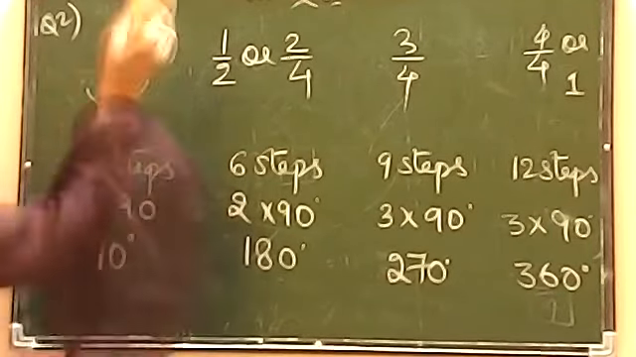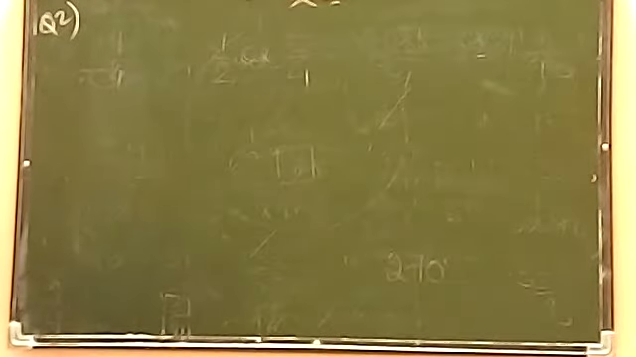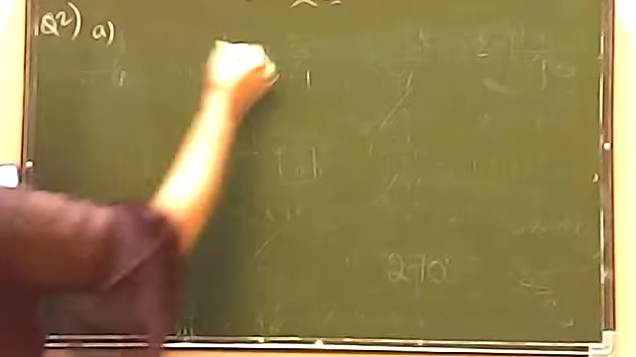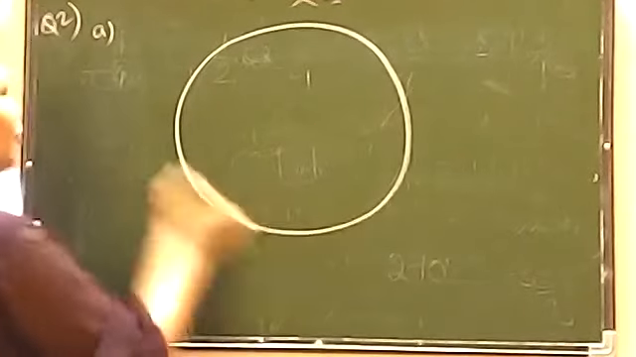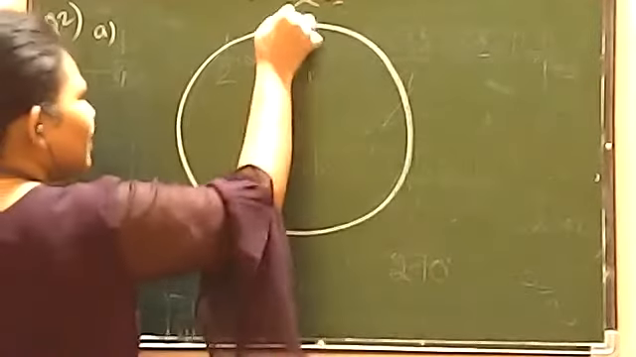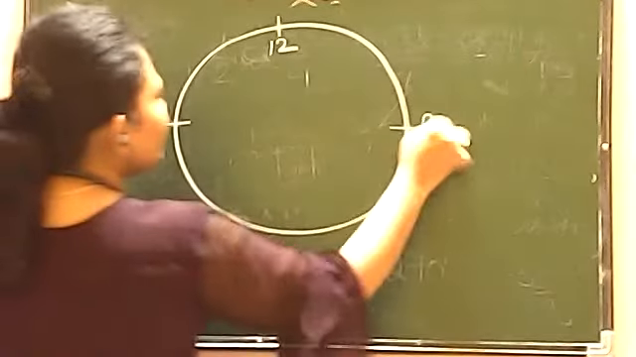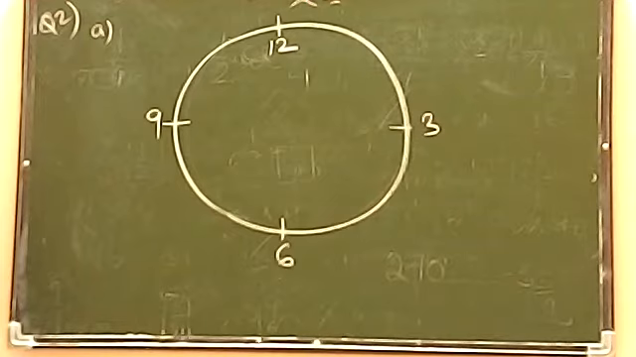Now let's understand the questions related to it. I am going to explain it to you with the help of one example. Suppose A1. I am going to draw a little big clock. You also draw it, please, on your fair copy. Now I am going to draw the numbers on it: 12, 3, 6 and 9.